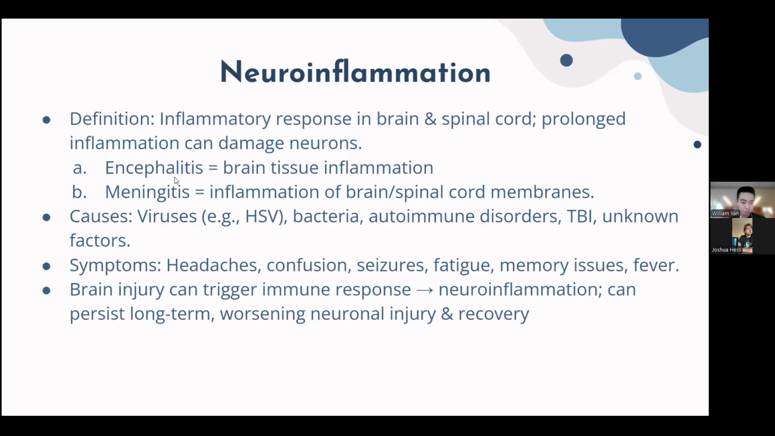There are actually two main types, or at least the famous ones. One is called encephalitis, which means brain tissue inflammation, and meningitis, which is the inflammation in the brain or spinal cord membranes, which are called the meninges. Common causes include viruses, bacteria, and a lot of the times also autoimmune disorders. TBI is a cause for that, and there are also unknown factors included.